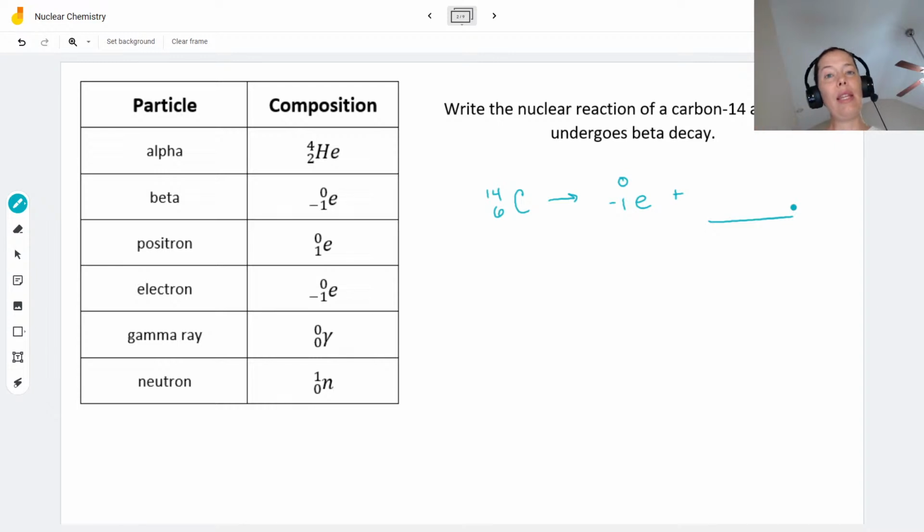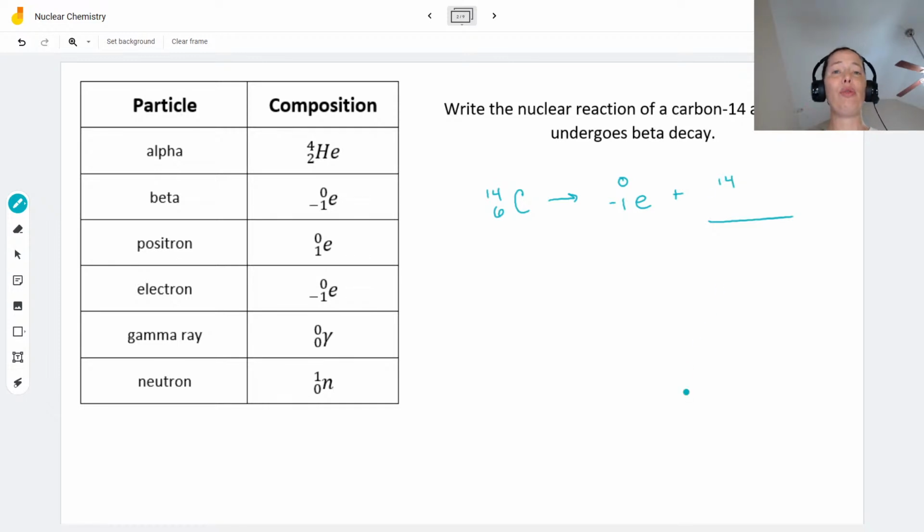Now, when you're doing these reactions, the important thing to remember is all of your mass numbers and all your atomic numbers on both the reactant side and the product side need to be equal. So I'm going to start with my mass number. Because I just have carbon on the reactant side, my mass number is 14. So I need to make sure that my mass number here plus 0 is 14. That's easy. So I know that my mass number for whatever else is formed here is going to be 14. Again, this 14 has to equal the sum of these two right here.